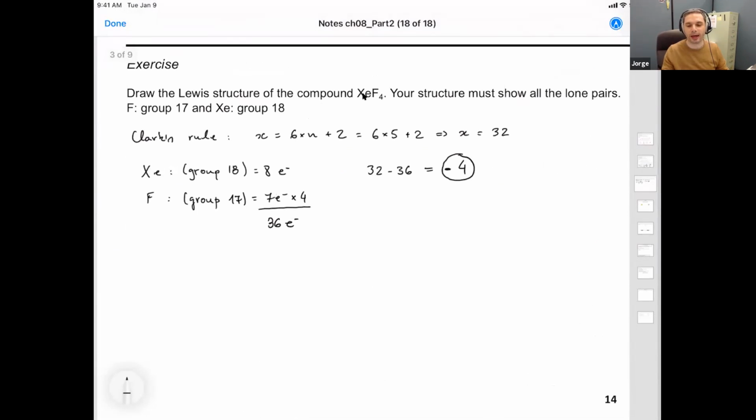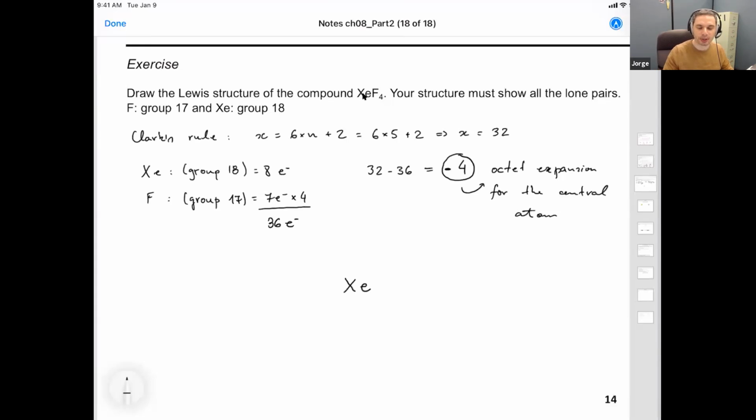So when you have a negative number, that means there is octet expansion for the central atom. Okay, so the central atom is going to have more than 8 electrons. And xenon is capable of that because it's below the third period in the periodic table. Okay, so now let's pick the central atom. Here, the only choice is xenon.